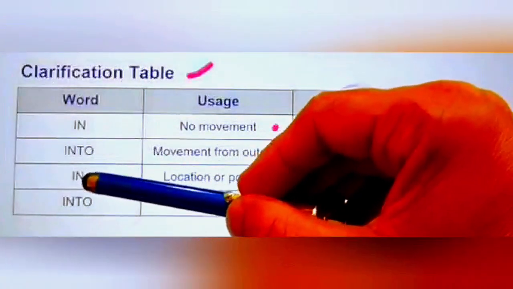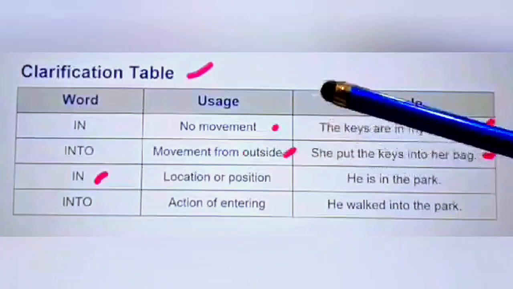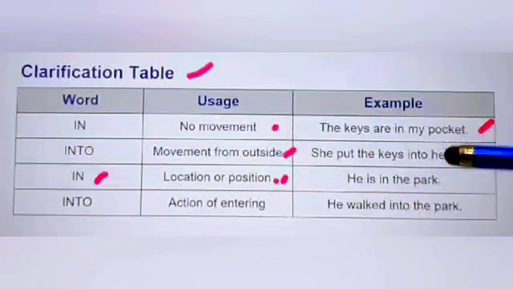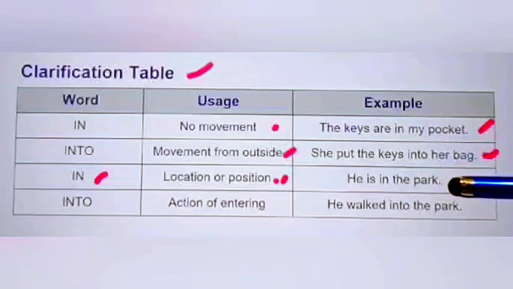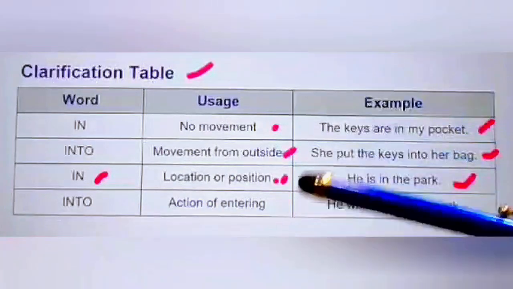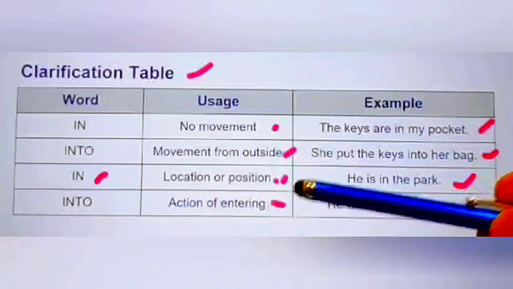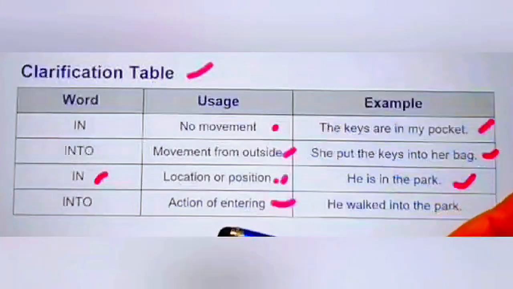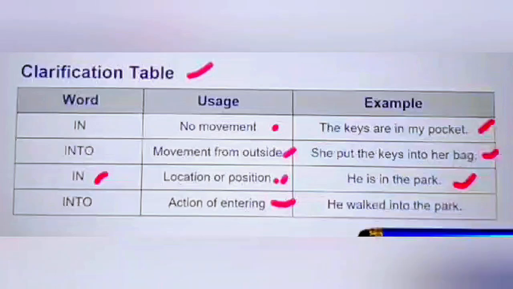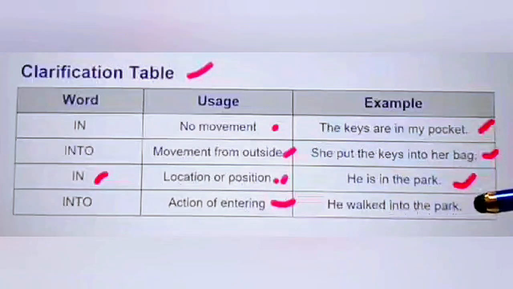And in we also use for describing location or position. For example, he is in the park. And into we use to describe the action of entering, and this describes movement or direction. For example, he walked into the park.